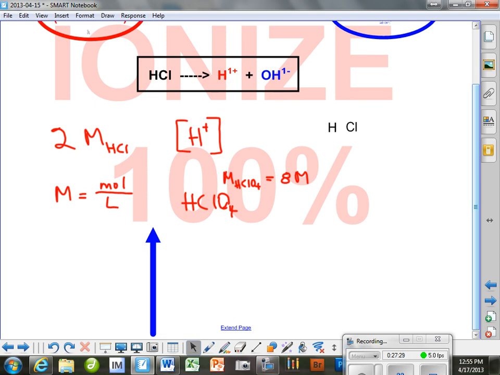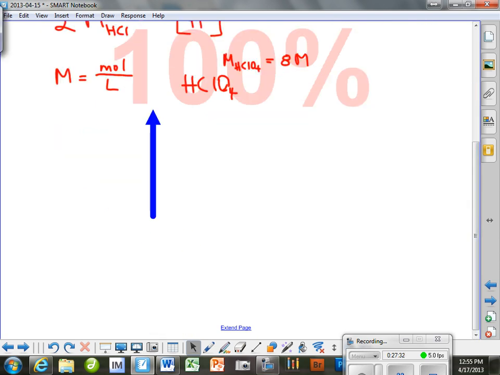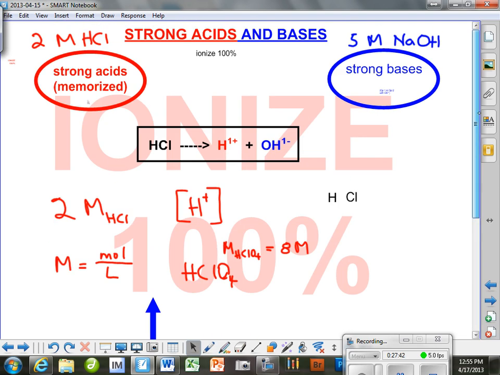All right, so let's take a look at a base. Let's do a real common one, sodium hydroxide. Now let's look back up here at the bases. Recall that group 1 or group 2 with hydroxide ions. Is that making you dizzy? Good.